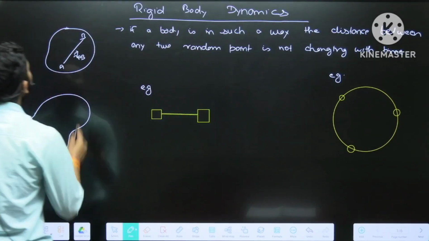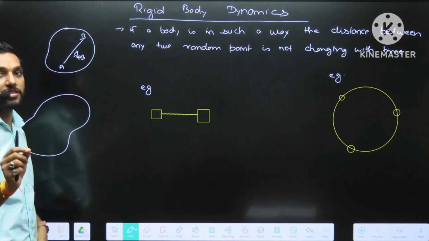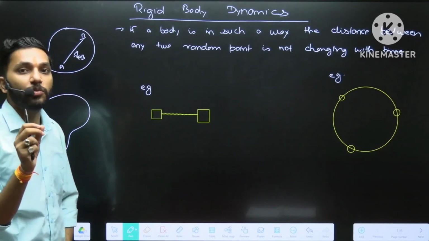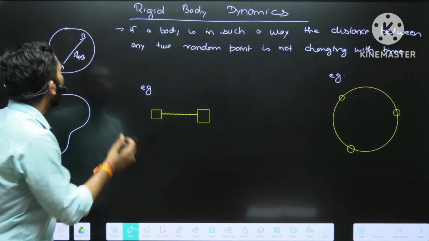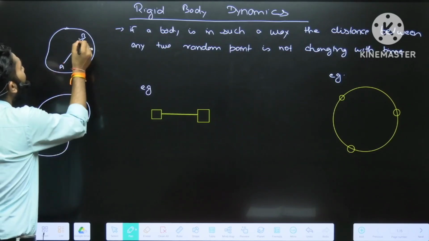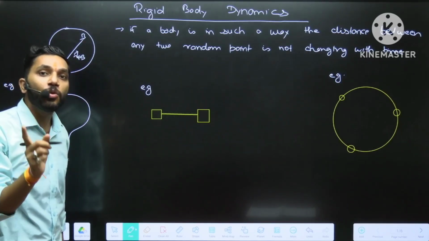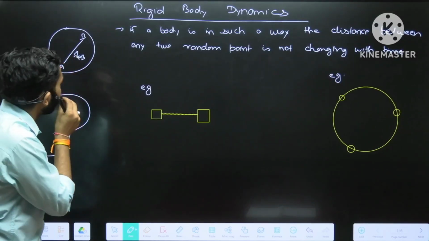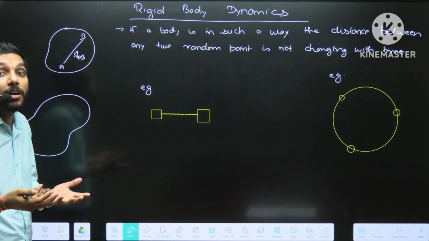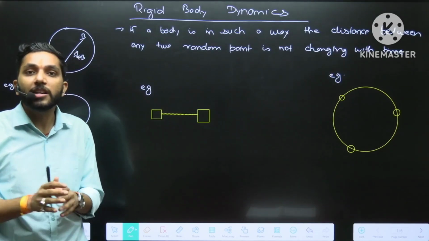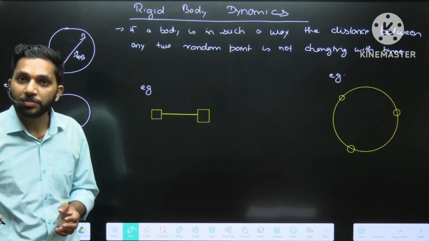Assume that you have a random shaped body, and on this body, if the distance between any randomly picked two points is going to be fixed with time, meaning if we take a point A and B, and the distance between A and B is not changing with time, in that case we can say this body is a rigid body. And if the distance between A and B is changing with time, in that case we cannot say this body is a rigid body.